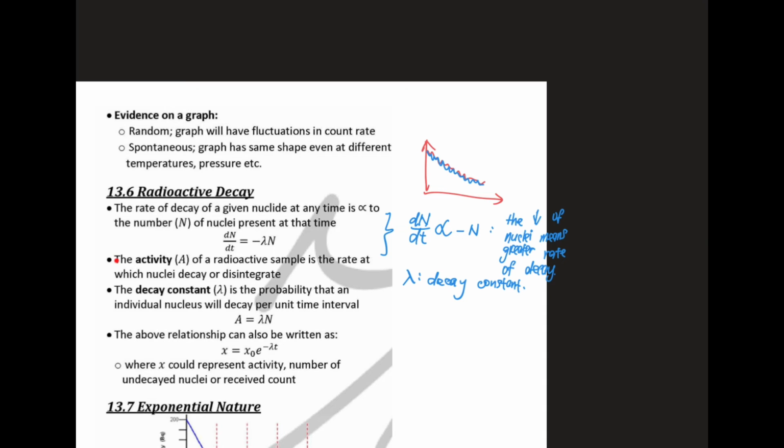Then after that, we have the next point. The activity A of a radioactive sample is the rate at which nuclei decay or disintegrate. Okay, so activity is detected by using the GM detector. It's a machine instrument, so you can use it to detect the activity. And then what they're trying to say here is A is equal to negative dN over dt.